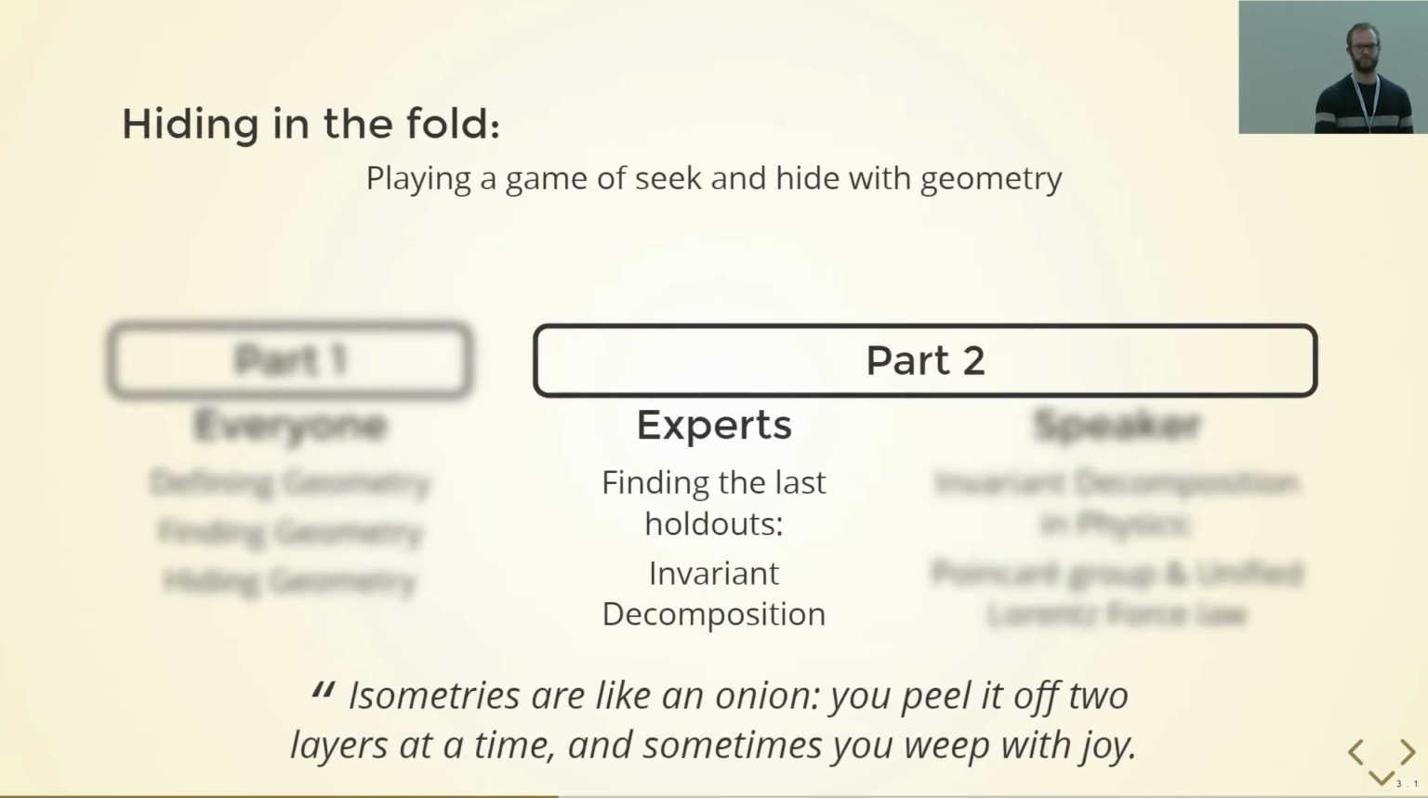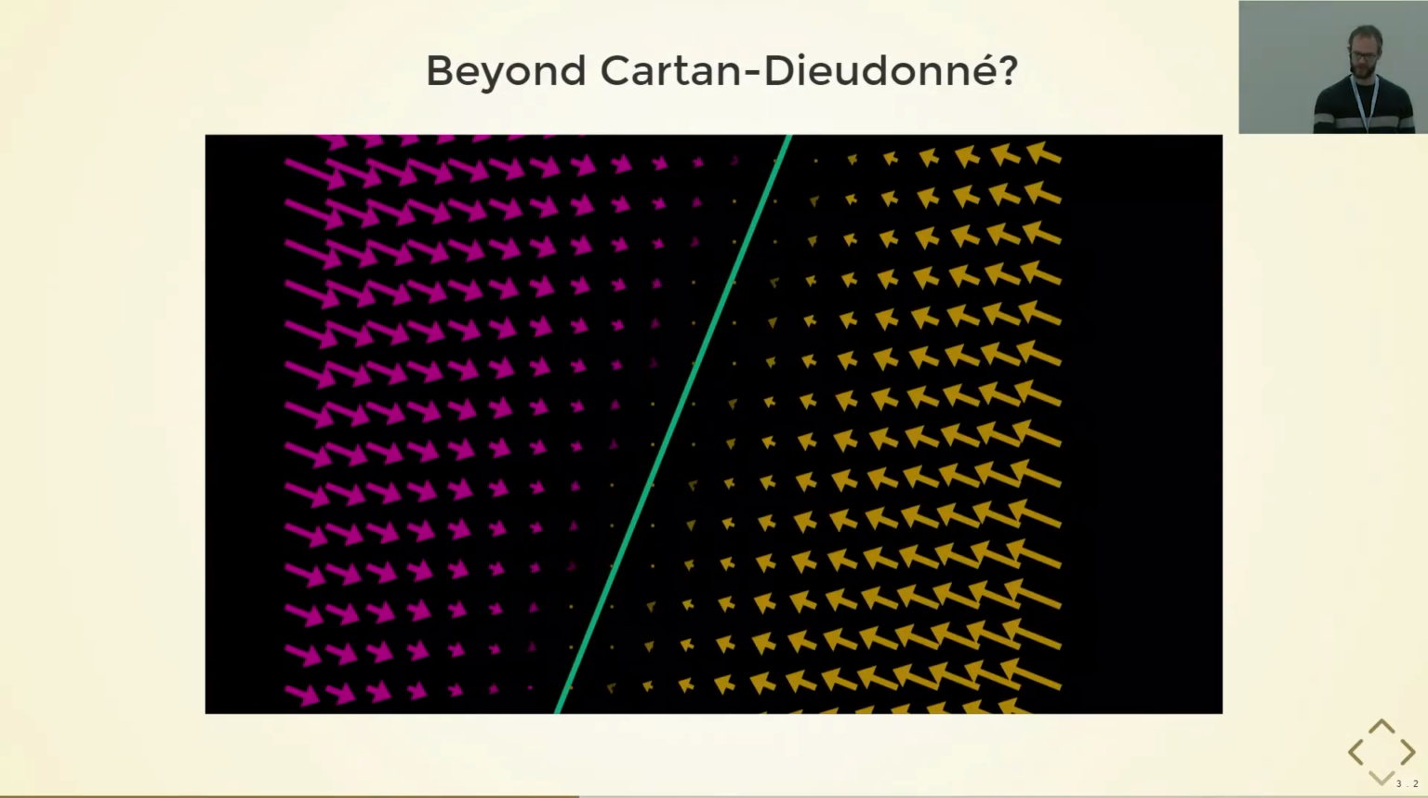So that brings me to the second part, finding these last holdouts. The question is, is there something beyond Cartan-Dieudonné that we might have missed? First, you notice here, if I do a reflection in a single line, this illustration shows you how far a point in the space will move under this action. A point very far away from the line will move a lot because it has to go all the way to the other side. But a point close to the line doesn't really have to move, and points on the line don't move, right? They stay in place. So that's how you should look at this visualization.